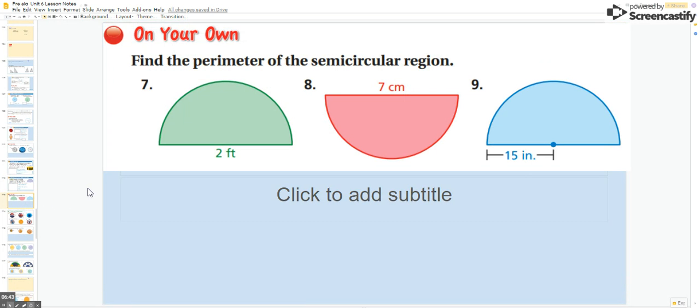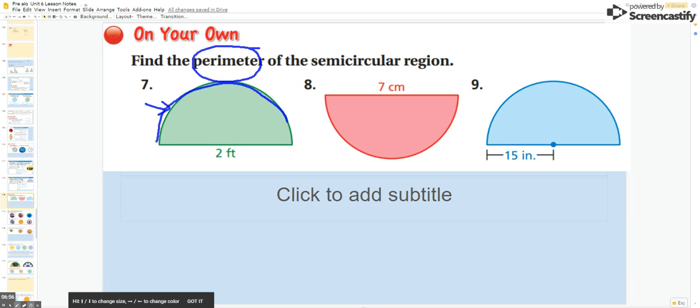I need you to try these 3 questions. This is asking you to find the perimeter of the semicircular region. So make sure that you find this part, like half circumference. Don't forget to add 2 feet.